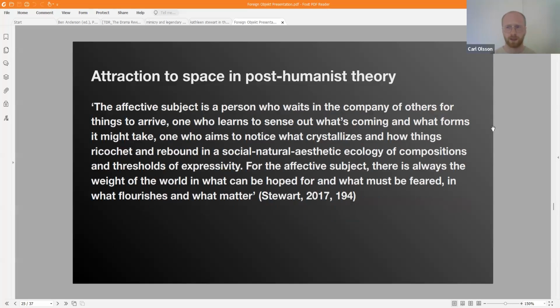And well, the affected subject is a person who waits in the company of others for things to arrive, one who learns to sense out what's coming and what forms it might take, one who aims to notice what crystallizes and how things ricochet and rebound in a social, natural, aesthetic ecology of compositions and thresholds of expressivity. For the affective subject, there is always the weight of the world in what can be hoped for and what must be feared, in what flourishes and what matters.